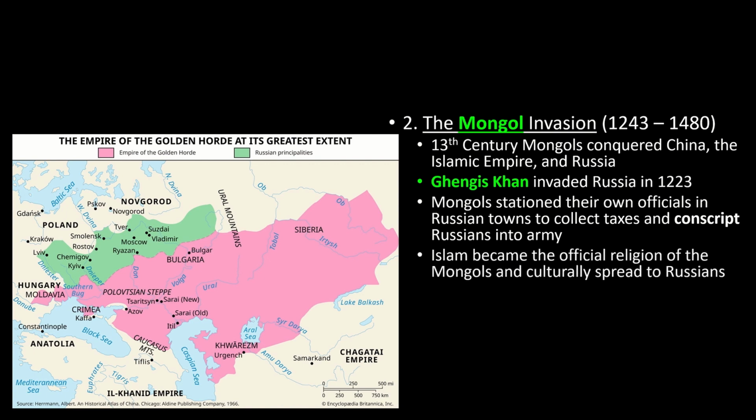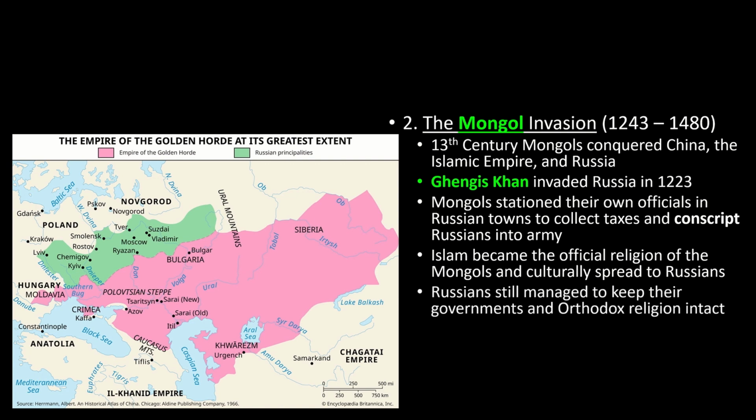Now, guess what, guys? Islam became the official religion of the Mongols. Why? Because they pretty much conquered the old Islamic Empire. Basically, Islam and Mongol culture was culturally spread to Russians. So there's a lot of Russian people that are going to have Islamic ideals and Islamic culture and Islamic dress and ways of life.